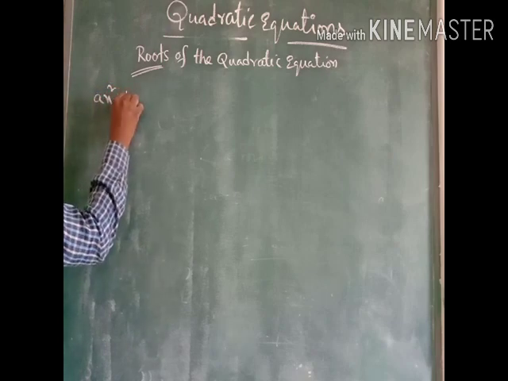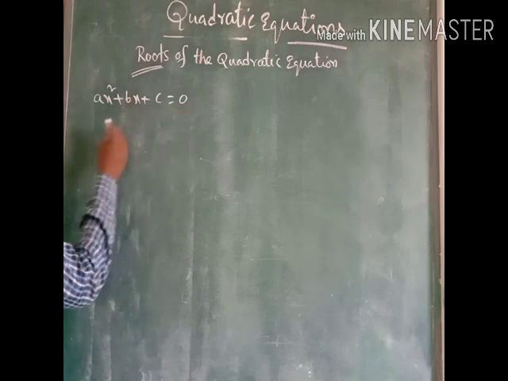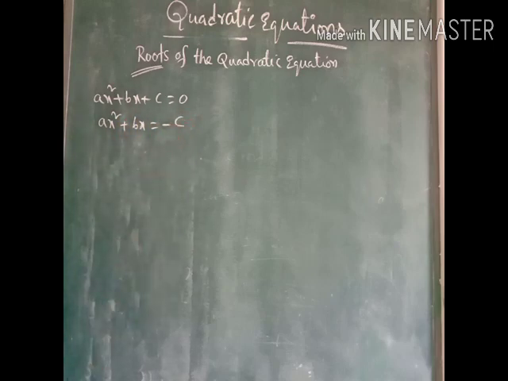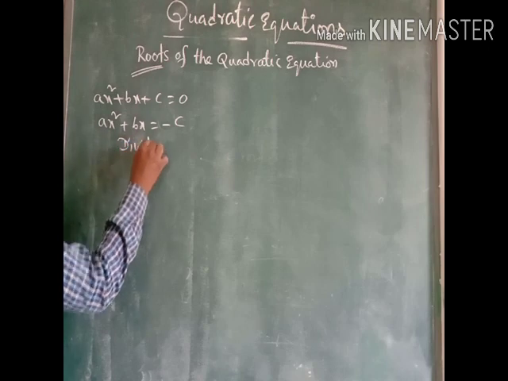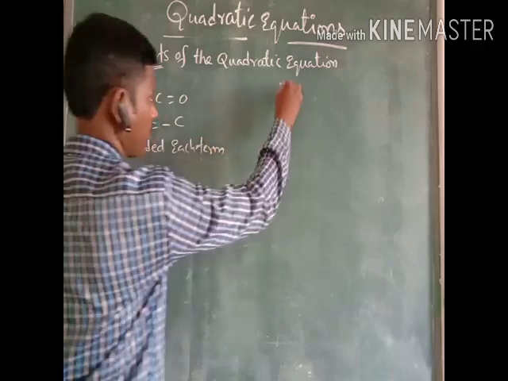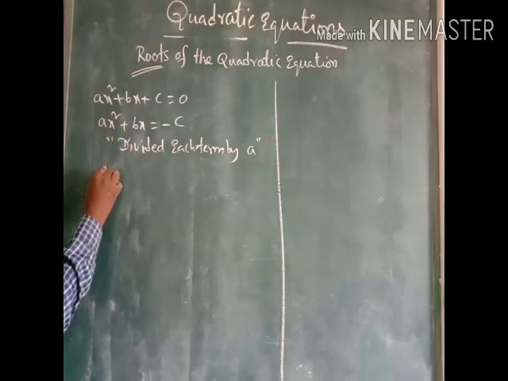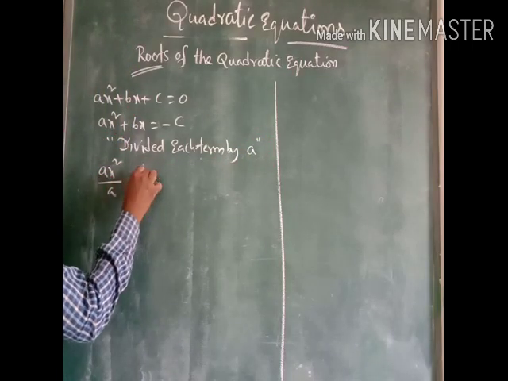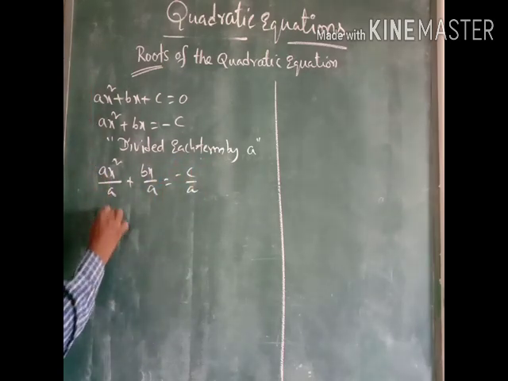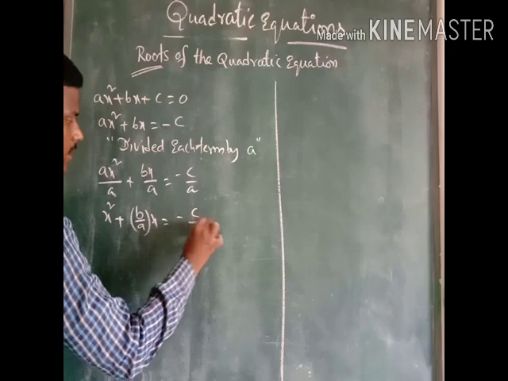ax square plus bx plus c equals 0. Okay, children? Take c to the other side: ax square plus bx equals minus c. Divide each term by a. So, children, how to write: ax square by a plus bx by a equals minus c by a. Now a cancels, then what happened? x square plus b by a into x equals minus c by a.